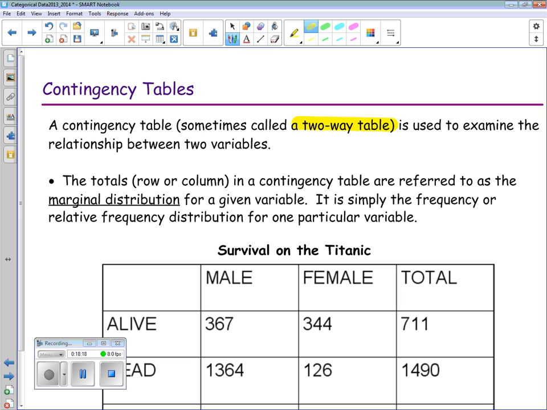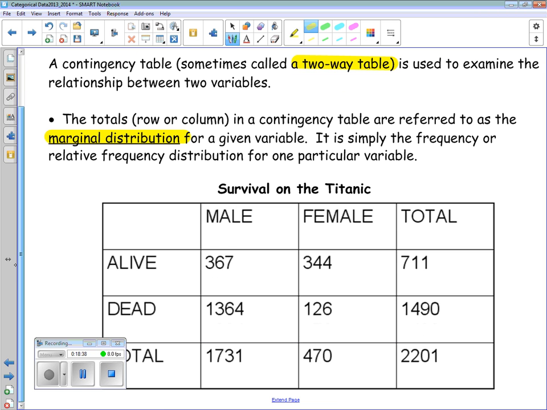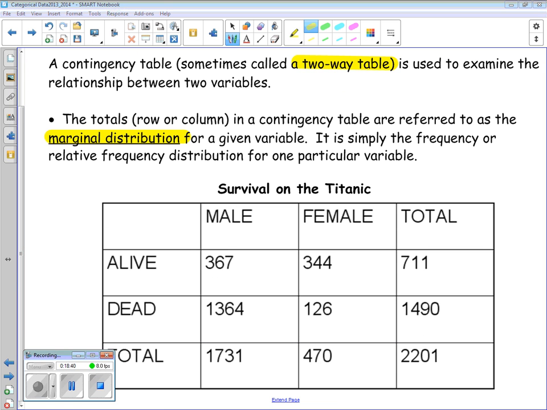We have totals, row or column, referred to as the marginal distribution. You need to know that word, so you need to write that word down. What is a marginal distribution? So if you want to copy this contingency table down, I think we should go ahead and put together what the marginal distribution actually is. So let me pause the recording for a second, let you guys copy it down, and then let's actually put those numbers together. Okay?